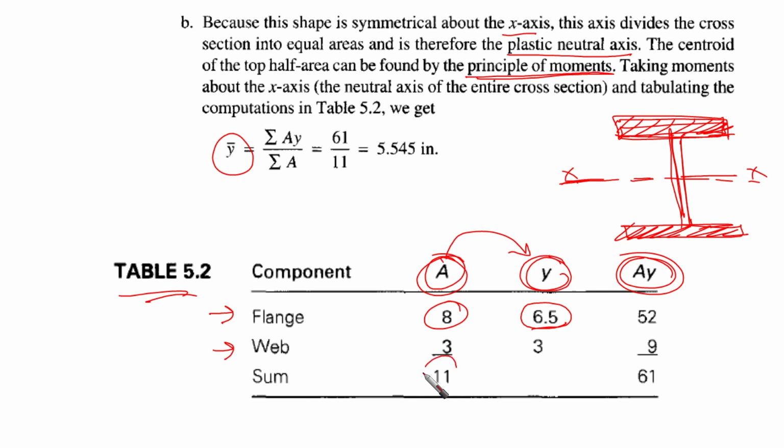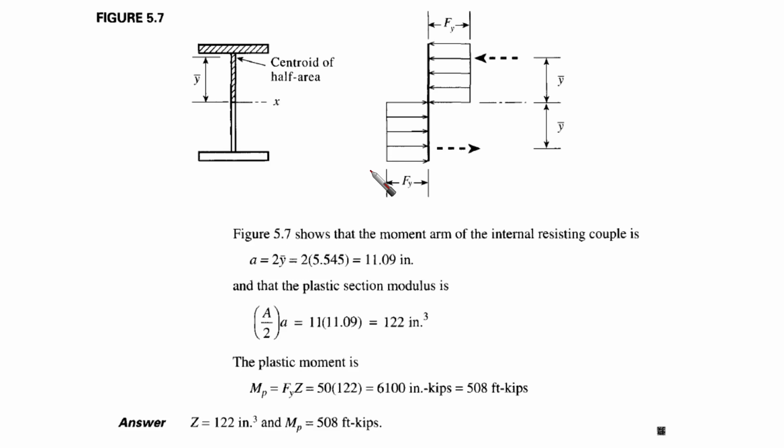We're going to obtain the summation of area and the summation of the first moment of area values, and divide one by the other. So it is going to be 61 over 11. It gives us 5.54 inches. What is the meaning of this value?